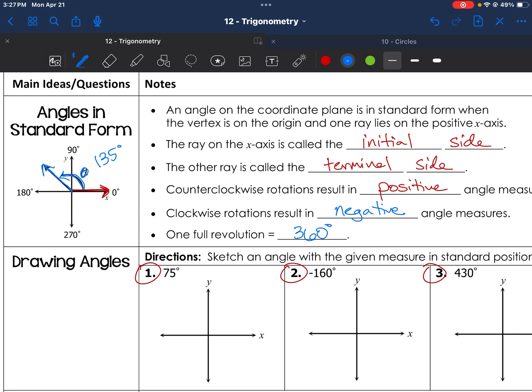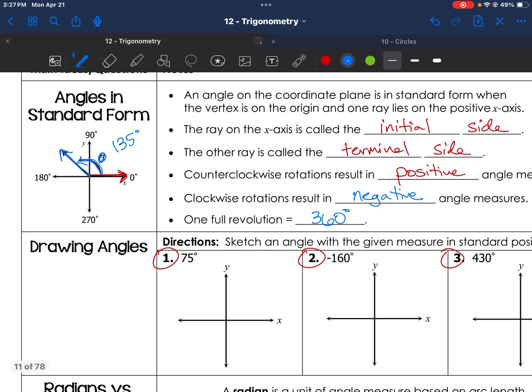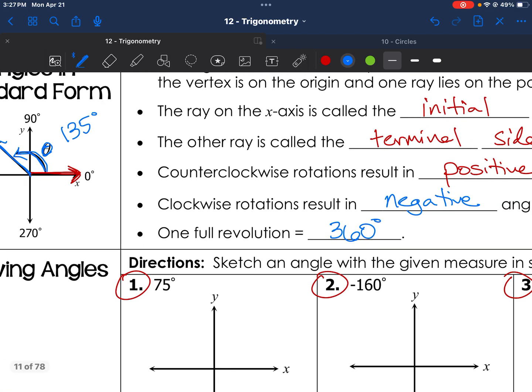Now, whenever we draw angles, we are always going to draw angles in a counterclockwise direction. So like the one that we have drawn here, we started at my red x-axis and we drew to the left in a counterclockwise fashion. And this would give me a positive angle measure. Now, I can go in a clockwise fashion, but when I do that, I'll create a negative angle.